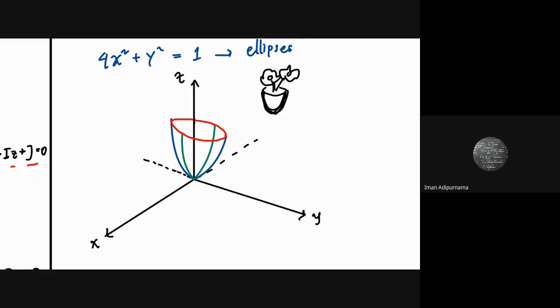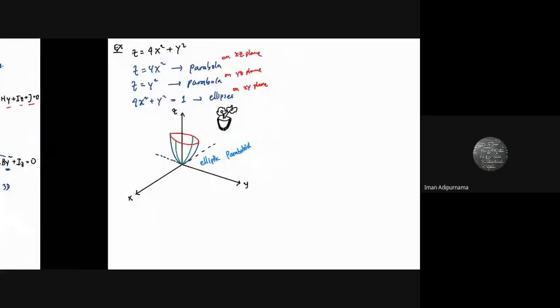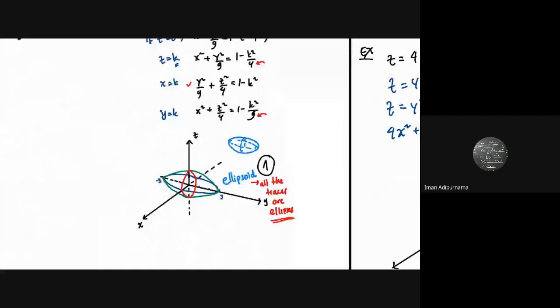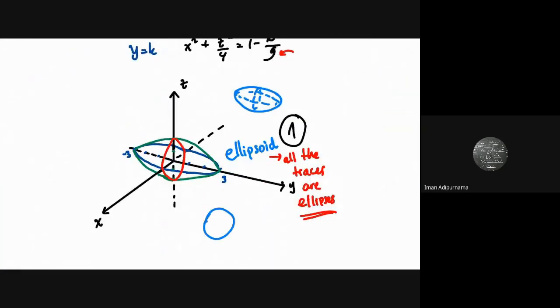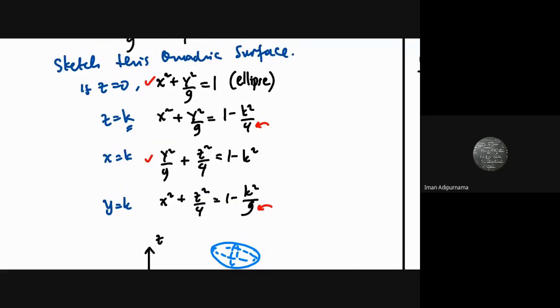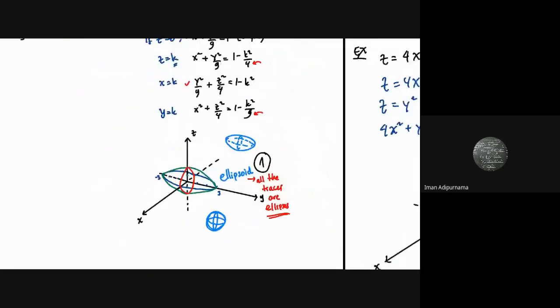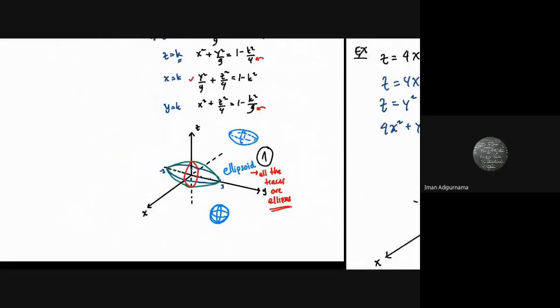So we call this elliptic paraboloid. Oh yeah, by the way, the ellipsoid can be a sphere. As long as this is an ellipse. So if they are circle equations, in three of these planes, then it will be a sphere. But in general we call it just ellipsoid.